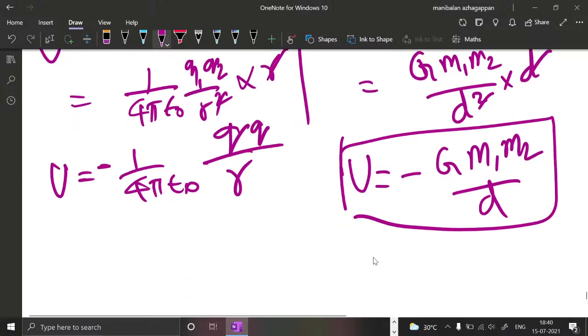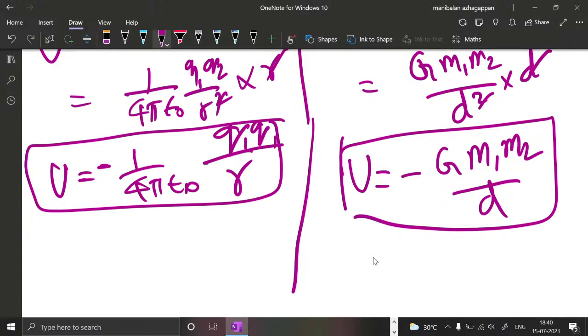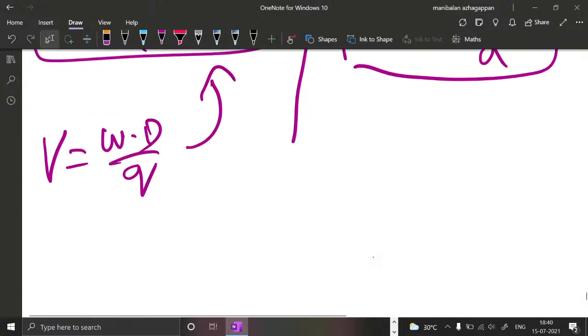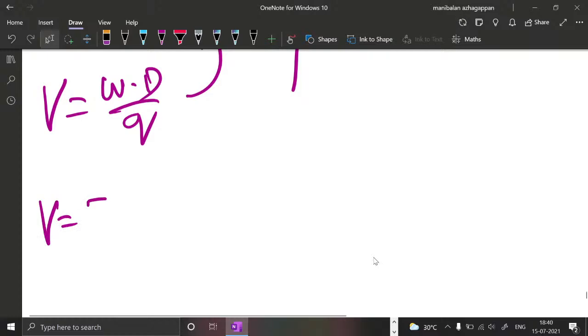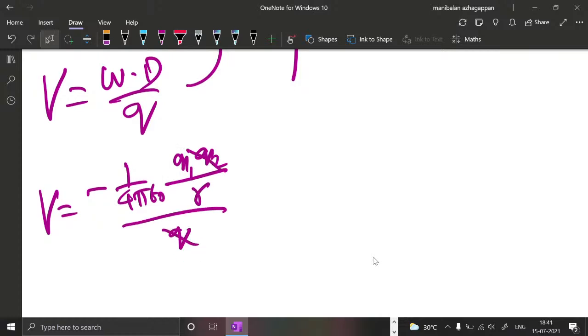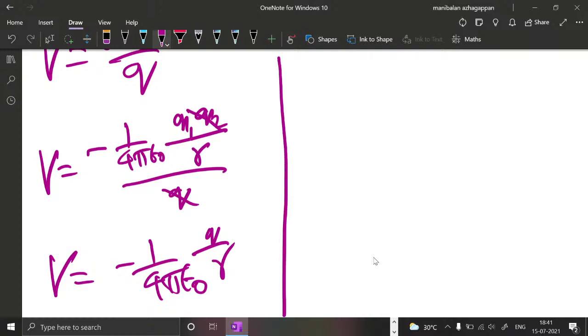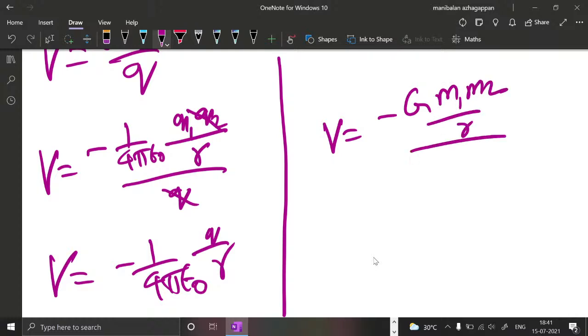This is the gravitational potential energy, and this is the electrostatic potential energy, Q1 Q2 divided by R. Next, the potential. Potential is work done per unit charge. Work done we already found, energy is work done. So electrostatic potential is minus 1 divided by 4 pi epsilon naught Q1 Q2 divided by R, divided by Q. So Q gets cancelled: electrostatic potential is minus 1 divided by 4 pi epsilon naught q divided by r. What about gravitational potential? It is minus G m1 m2 divided by r, divided by m.